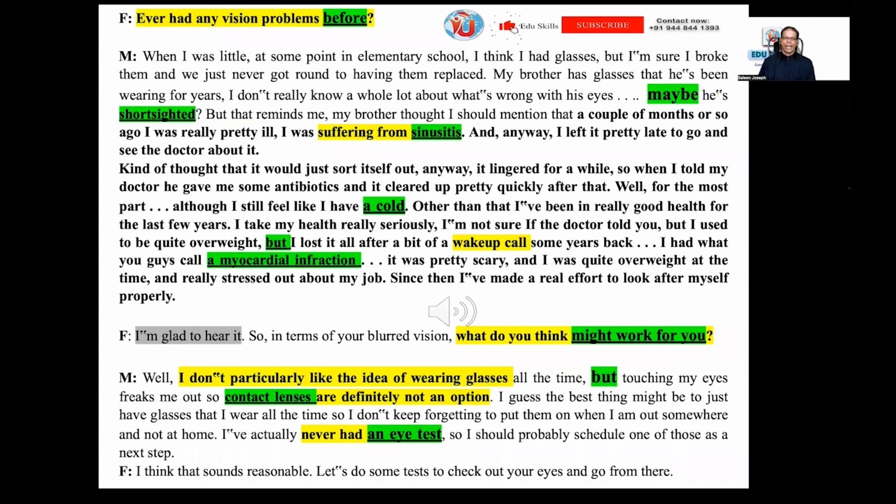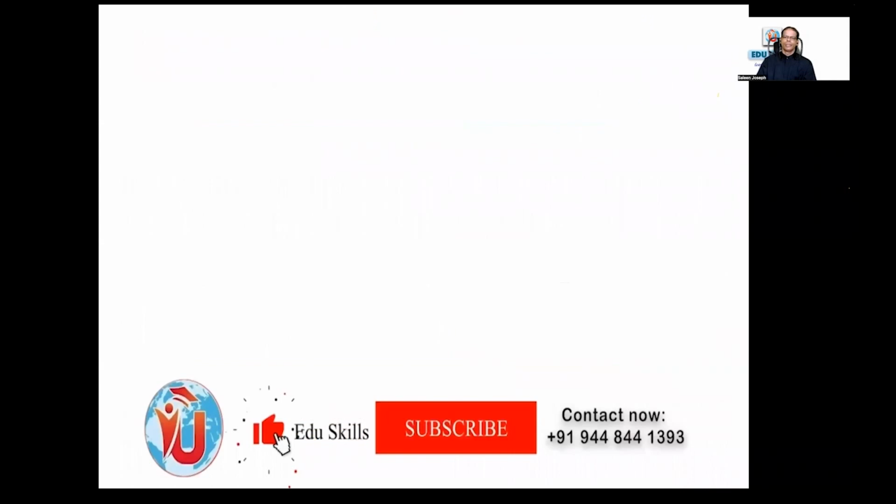And I have actually never had, the clue is given in the bracket, never had one, an eye test. So must have an eye test is the answer given. Okay, I'll be giving you the paraphrasing of these things.